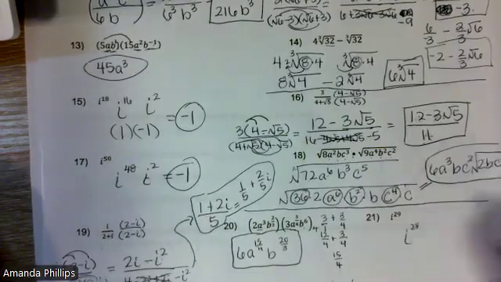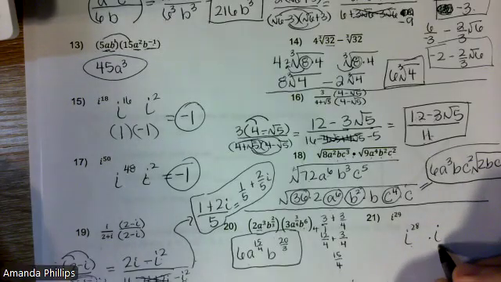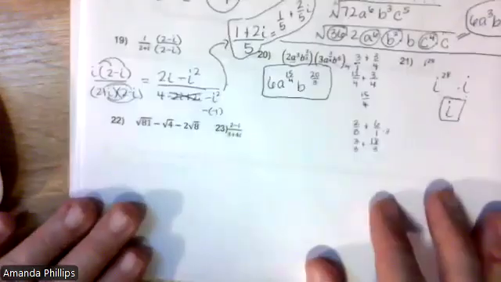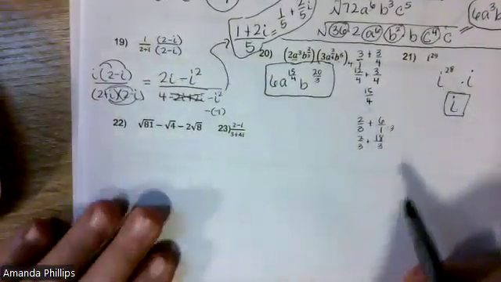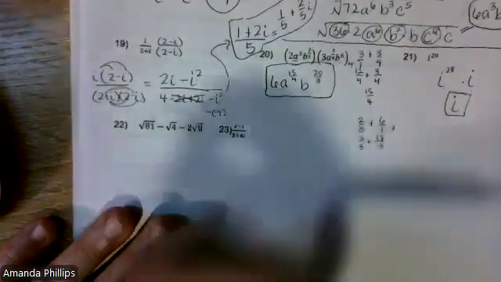Well, I know I can do 28 because seven groups of 4 is 28, which leaves me with one more i left over. This is 1, this is just i, so my simplified answer is i. 22, we are just subtracting on both of these, but we have to simplify it in the best way we can before we move on.